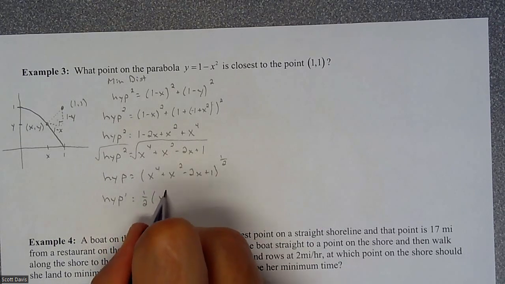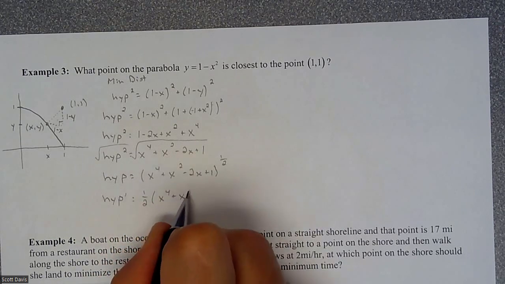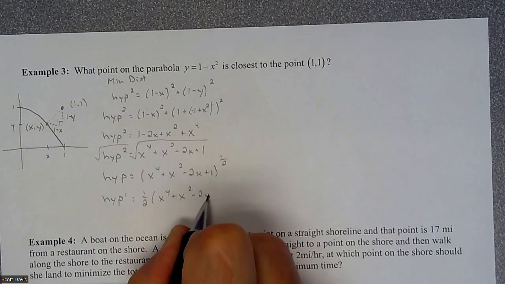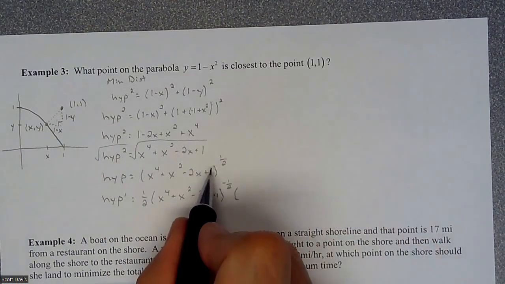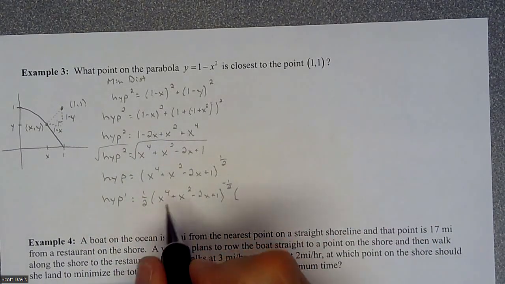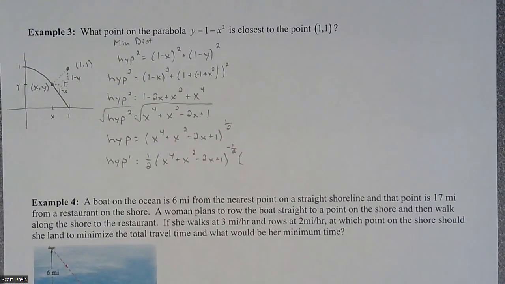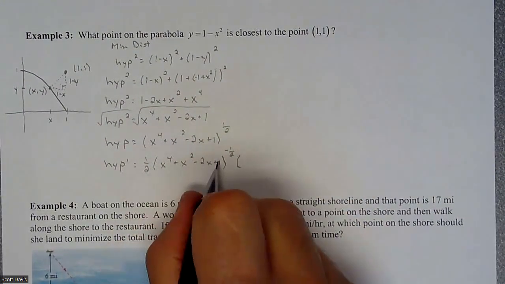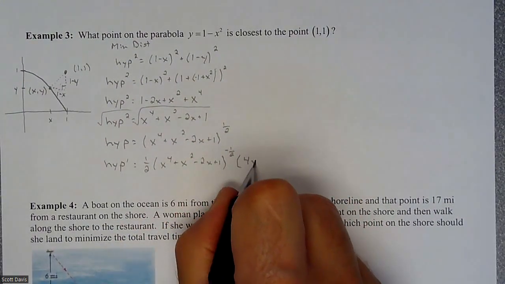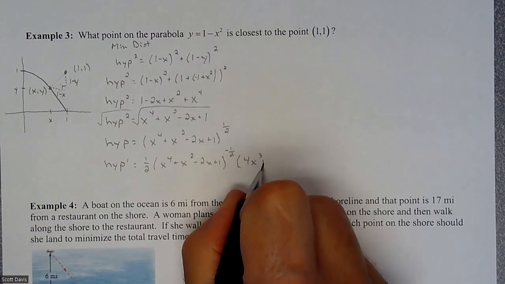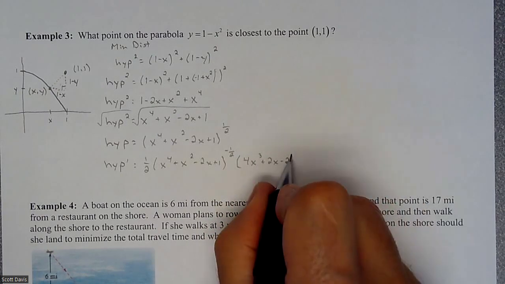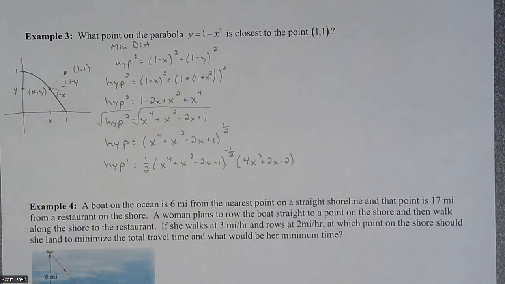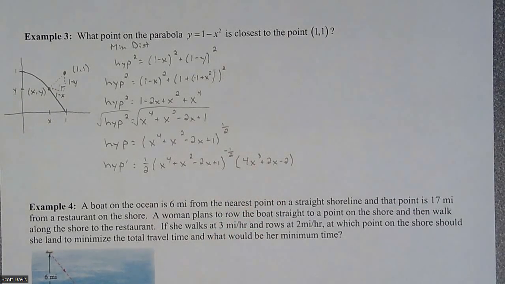We're going to have x to the fourth plus x squared minus 2x plus 1. We're going to subtract 1 from our power. And then, so that's the derivative of the outside times the derivative of the inside. That's the chain rule part. So then the derivative of the inside is 4x to the third plus 2x minus 2. All right, so that is our derivative.